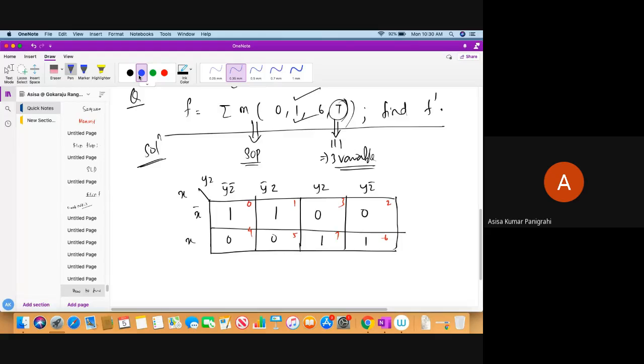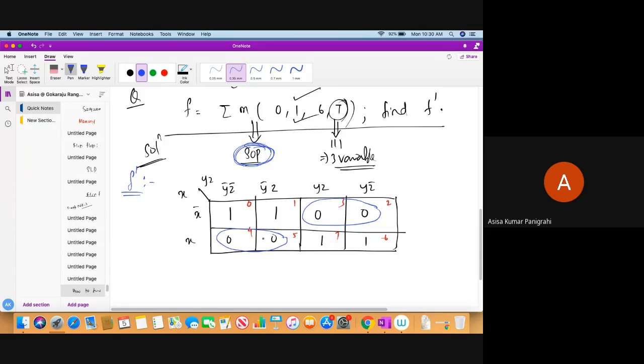Then, if the max terms can be combined more than once, choose the combination that gives the minimum number of literals; follow the same rules. After that, you start combining only the max terms, not the min terms. So this will be one combination. See here, we are simplifying an SOP, but we are combining max terms, not min terms, because we are finding the f bar. So this is my step 1.